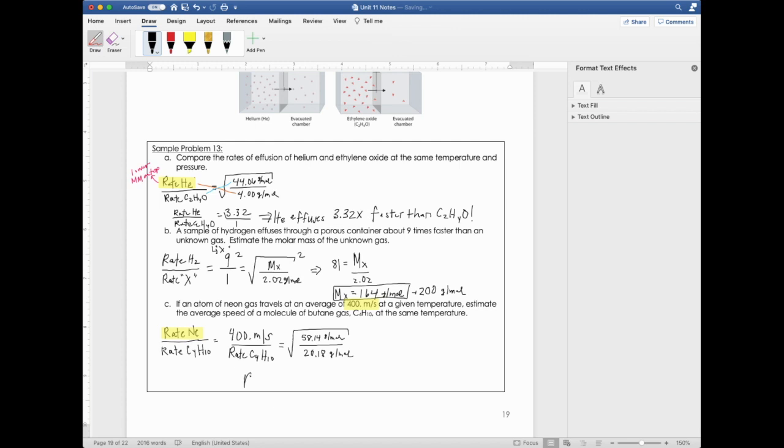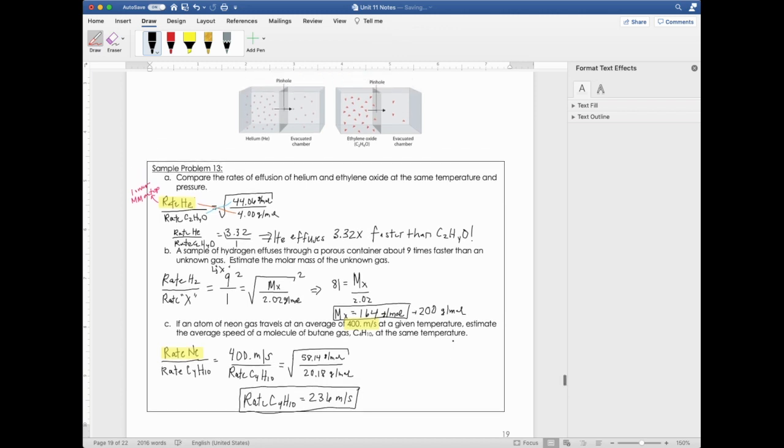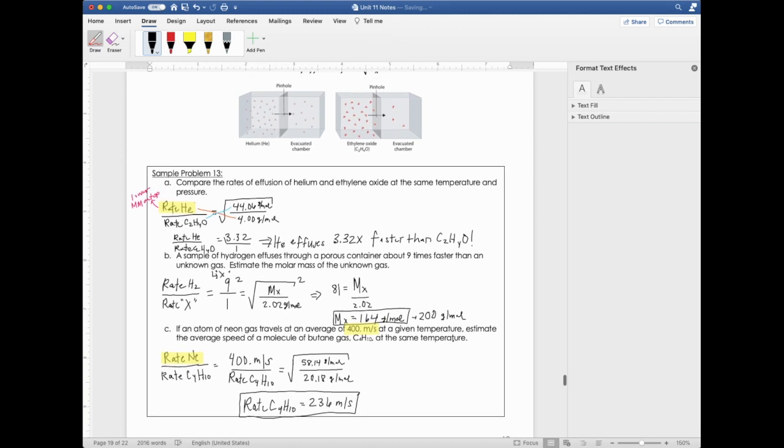So you should find that the rate of butane, now if you were to estimate, it should be lower, right? Because it's much heavier. And it is, in fact, it's 236. So you can calculate an actual velocity for butane from that other information. And that's the whole idea behind Graham's law of effusion.